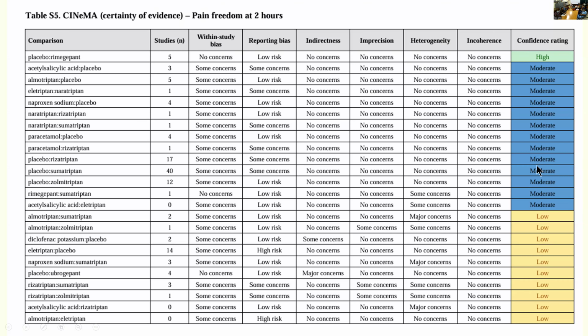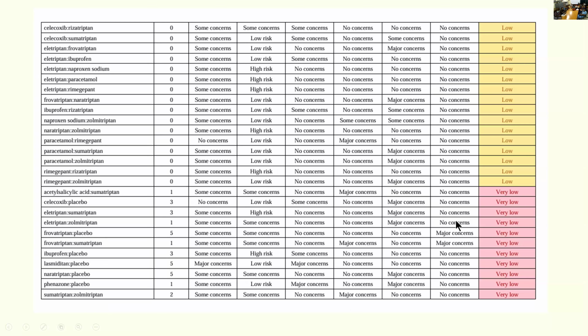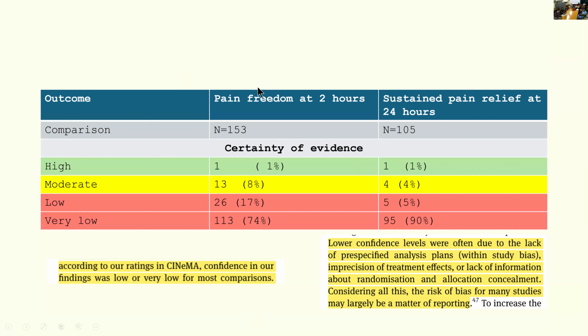And you can see that of all the comparisons, only 1 comparison shows a high confidence rating. All the rest show low or very low. So again, for certainty of evidence in 153 comparisons, only 1% has high evidence. Everything else is low or very low. They themselves have explained: according to our ratings in CINeMA, confidence in the findings was very low for most comparisons.